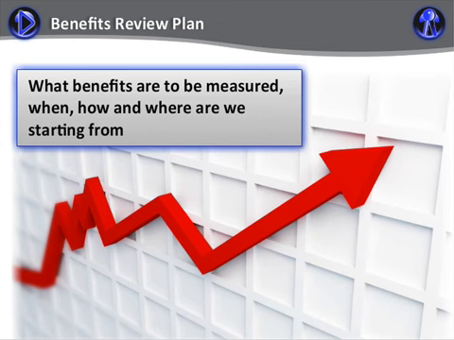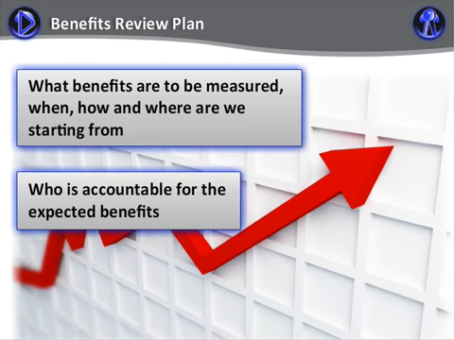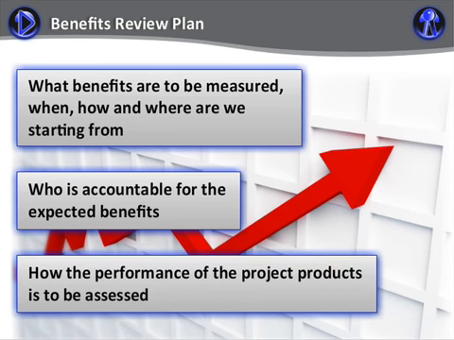The benefits review plan also states the start point, the baseline, from which the measurement will be calculated. It is no good trying to measure whether you achieve the desired improvement if you do not know what figure you are starting from. The benefits review plan states who is accountable for the expected benefit. Typically, this will be the head of the department where the benefits are expected to be seen, and this person will more often than not take a senior user role on our project board. And if we are going to hold a post-project review, it makes sense to assess how well the delivered products are performing in operational use. So the benefits review plan covers this assessment process as well.